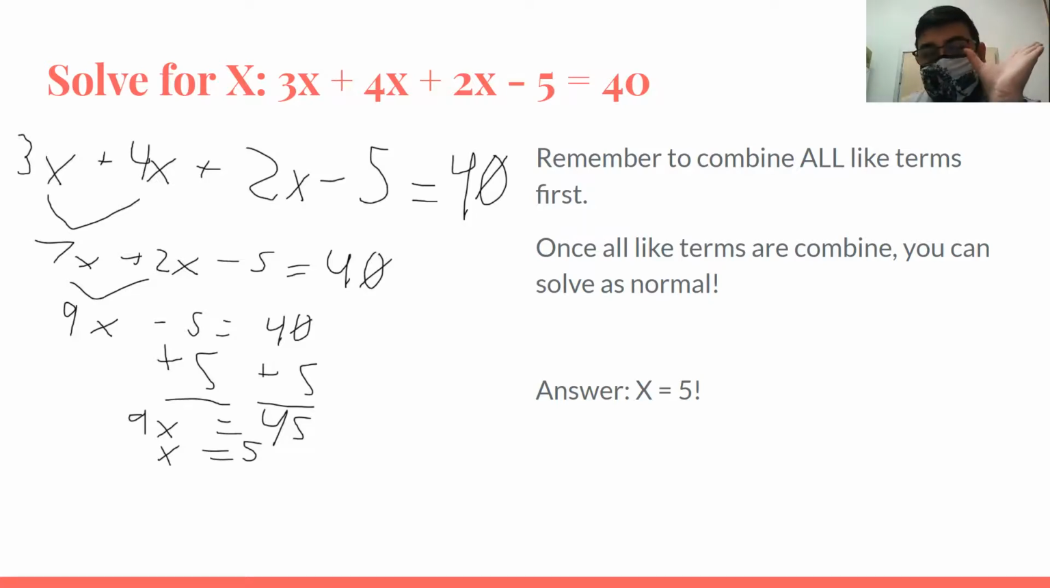Now we're going to combine the 7x plus 2x, and that makes 9x. 9x, and then bring the rest down. 9x minus 5 equals 40. Then solve as normal. 9x minus 5, get rid of minus, you have to do the opposite, so plus 5. 9x equals 45, then you have to get rid of that 9, so divide 9 on both sides, x equals 5. 9 times 5 is 45.